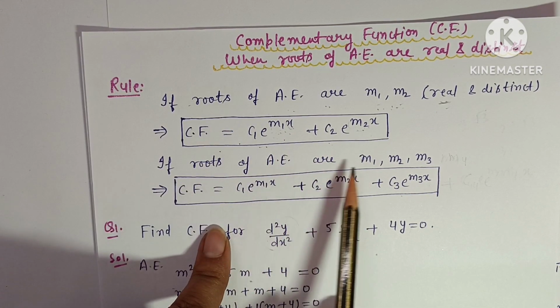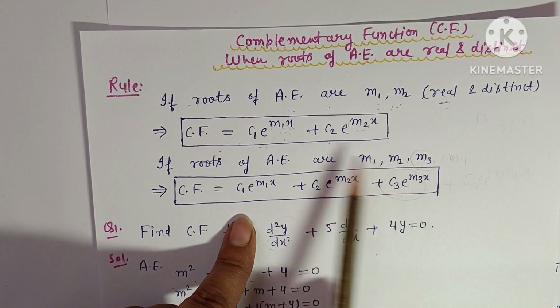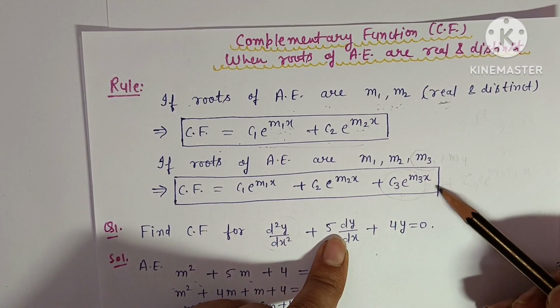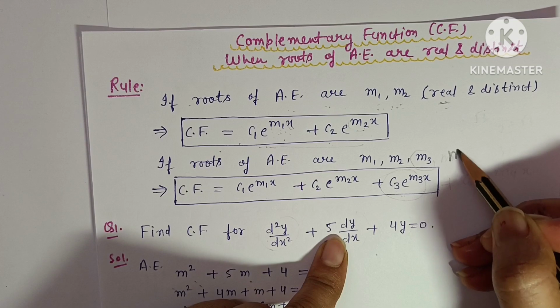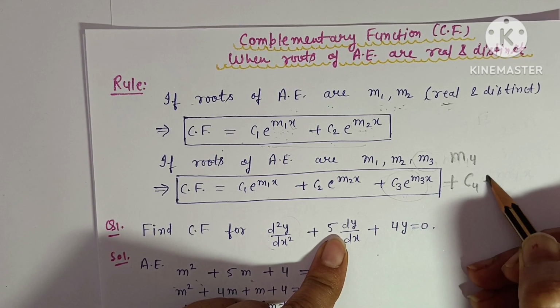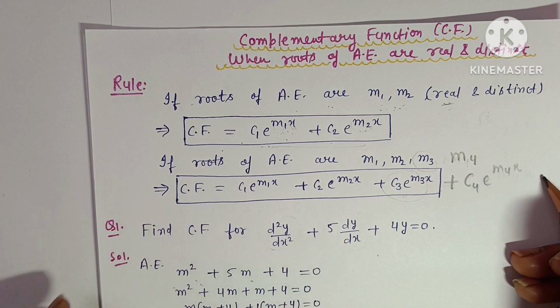Suppose you have another root m3, then you will add one more term in this. It is c3 e to the power m3x. Suppose you have one more root m4, then you will add one more term plus c4 e to the power m4x. Similarly you can proceed.